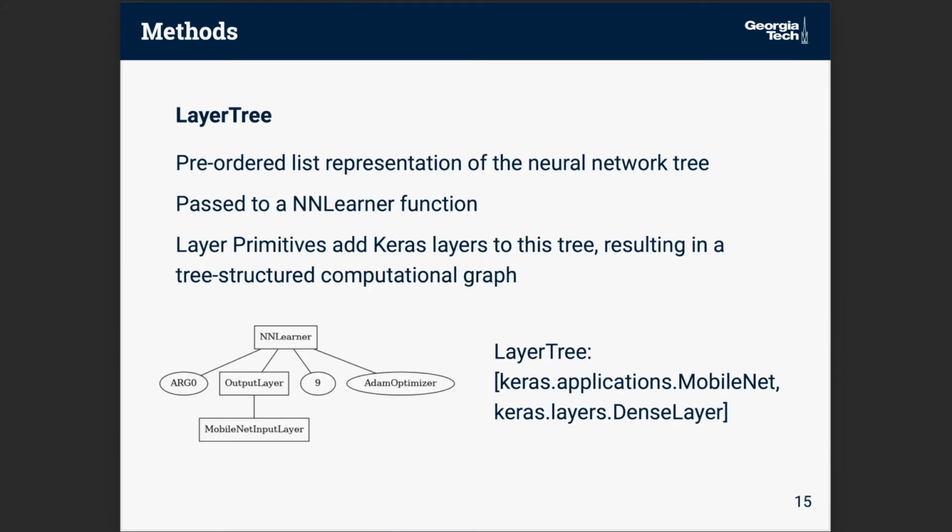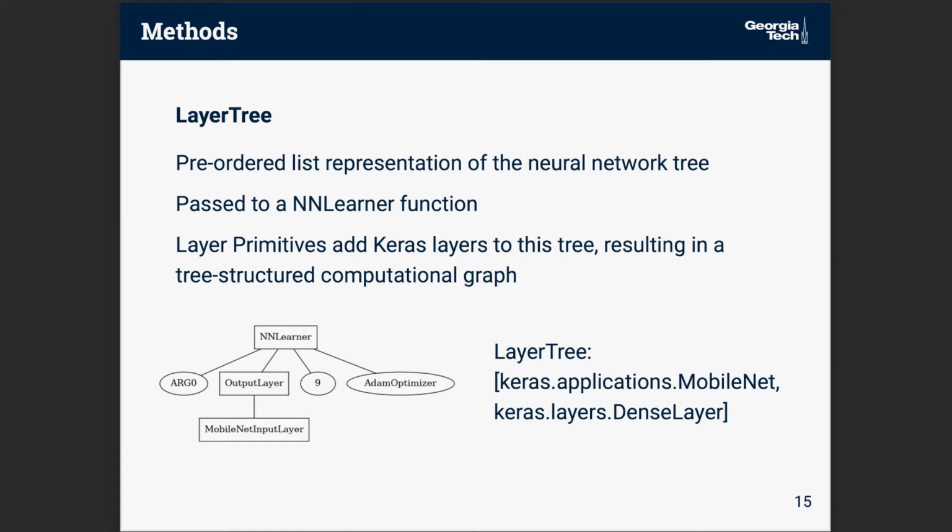But how does the NN learner know what exact architecture to make? That's where the layer tree comes in. The layer tree is a pre-ordered list representation of the neural network tree, and it is passed into the neural network function as that second parameter. We built a set of layer primitive functions, and these primitive functions add Keras layers to this tree, resulting in a tree-structured computational graph when we chain several layer primitives together.